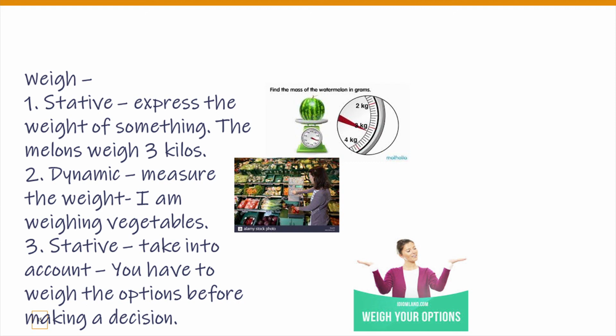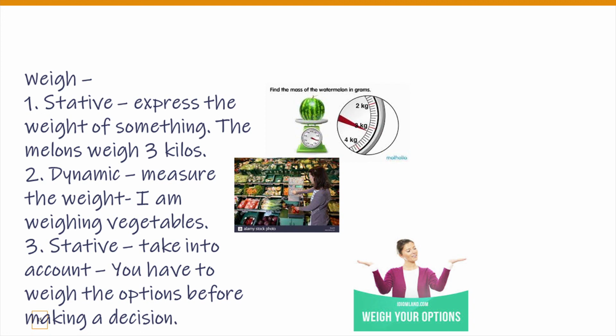The next one is dynamic meaning, where you are measuring the weight. So you might be at a supermarket, like this fine lady is at the supermarket. So I'm weighing vegetables. Okay, so you're actually doing the act of weighing vegetables.